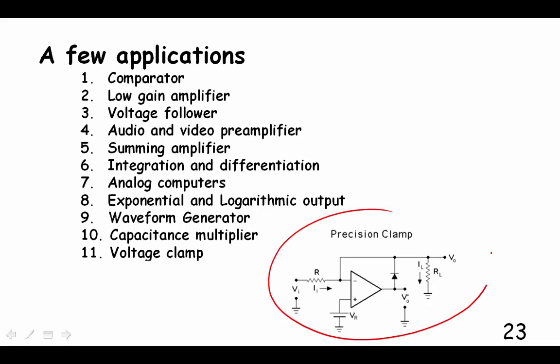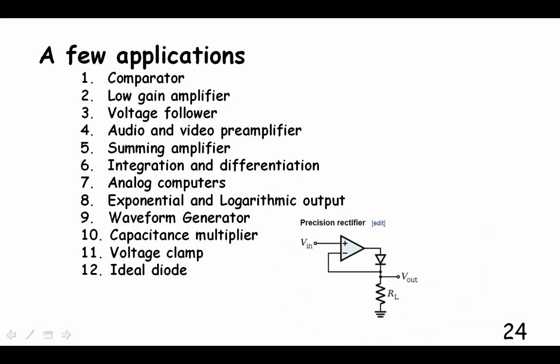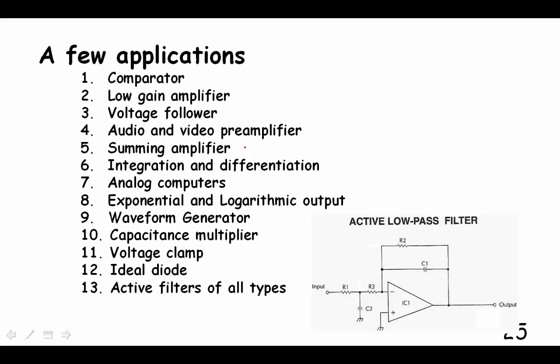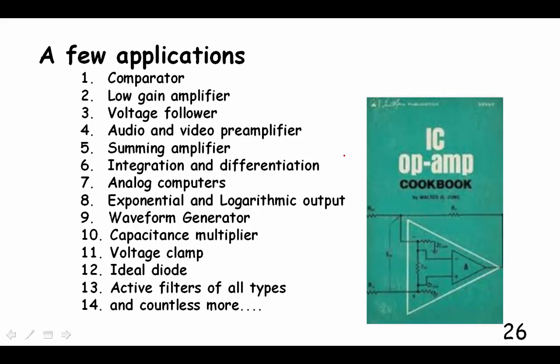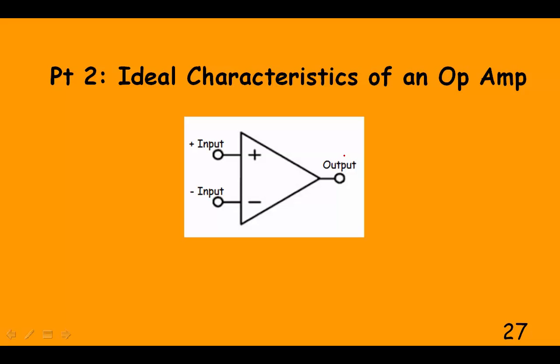This is a voltage clamp. I won't tell you what that is. An ideal diode, it takes away the forward bias of a diode so that when you put your input you get exactly... it goes right down to 0 instead of using that forward bias business. Active filter, so this is an active low pass filter. You can get band pass filters, you can get high pass filters, you can tune them however you want. There's zillions of applications of these things.